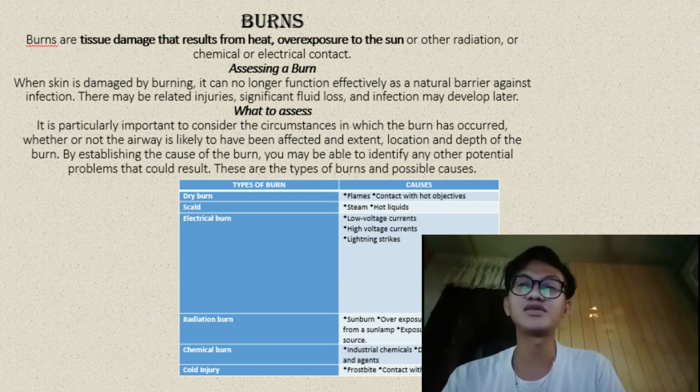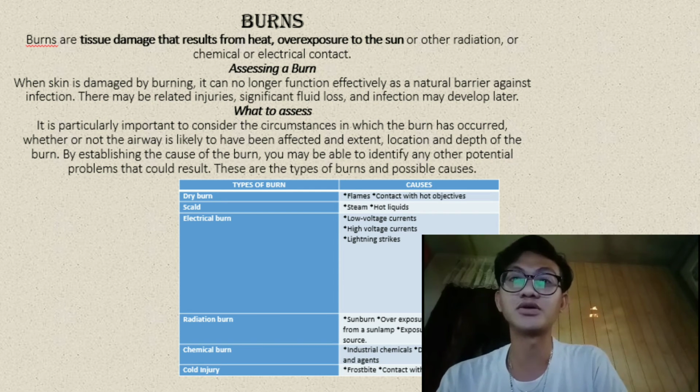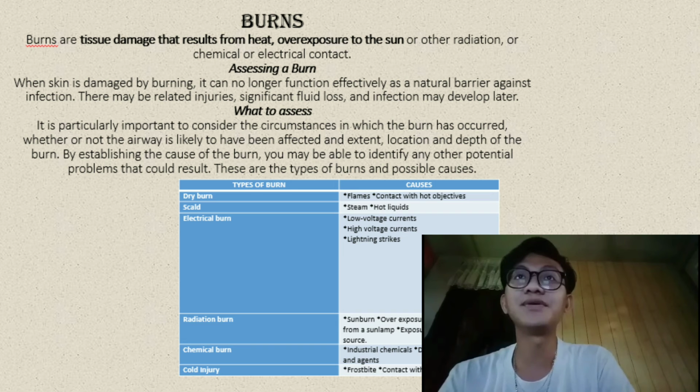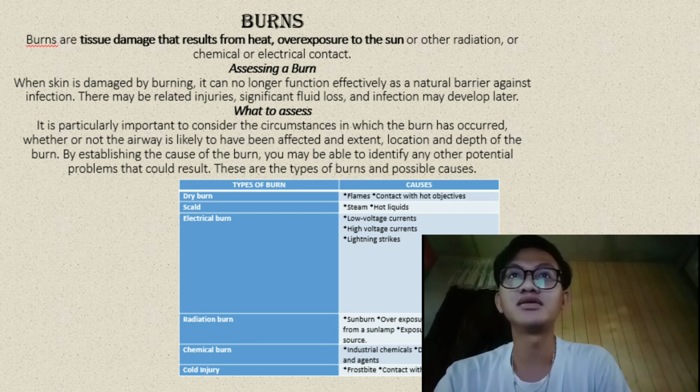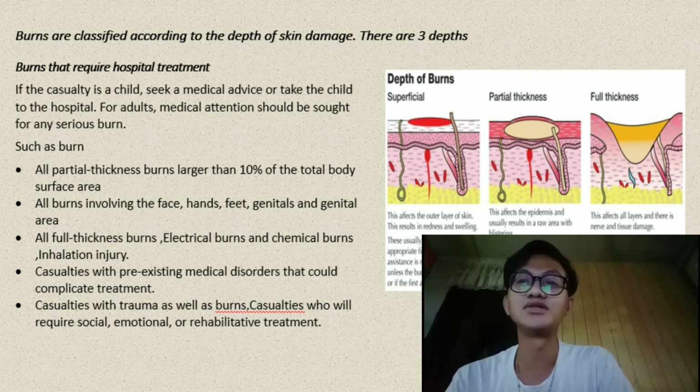Burns. There are different levels of burn and there are different causes of burns. Assessing a burn depends on the degree level or the types of burn. The types of burn are dry burn, scald, electrical burn, radiation burn, chemical burn, cold injury. There are 3 depths of burns.